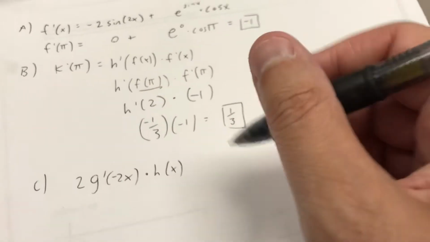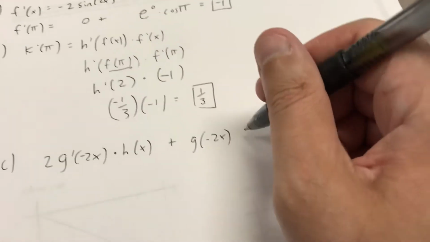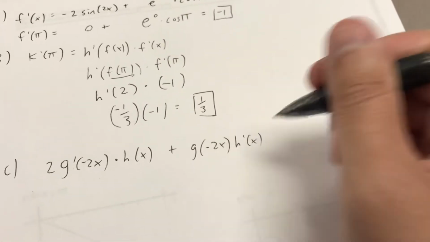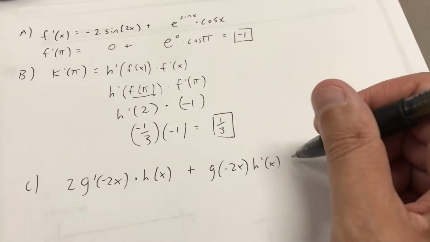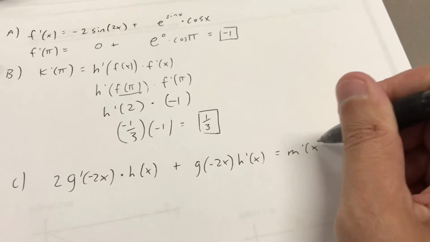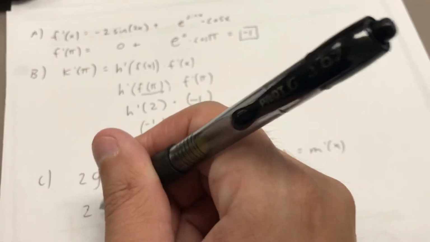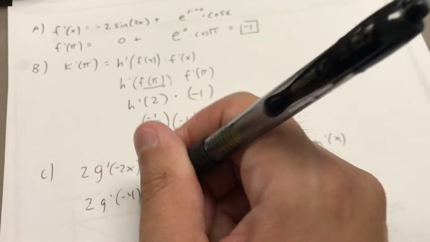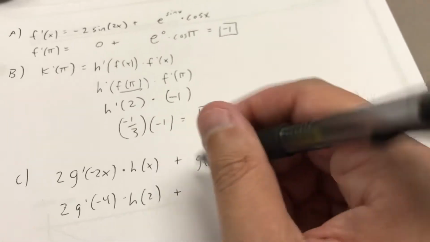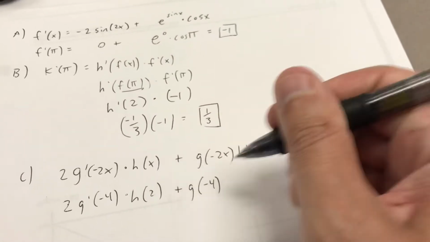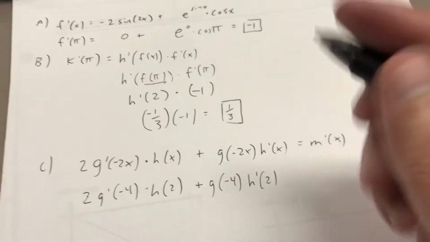Okay, plus the first term was g of negative 2x, times the derivative of the second, and that's just going to be an h prime of x. There's no inside function to worry about there. And it wants me to find m prime of 2. Okay, so we're going to sub 2 in here. So that's going to be 2 g prime of negative 4 times h of 2 plus g of negative 4 times h prime of 2. Okay, let's just go find those values now.